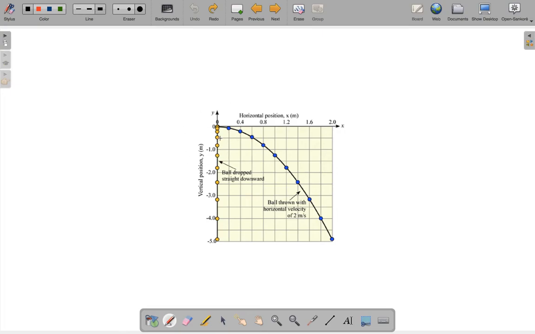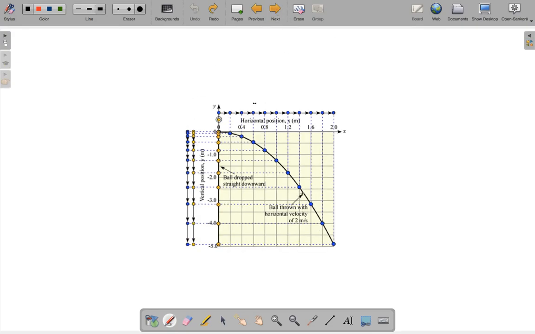Okay, the next thing we're going to look at is a ball that's simply being dropped and a ball that's being launched horizontally. And we're looking at how the two compare. Okay, so when you look at this, we're going to do the same thing. We're going to look at the vertical position of each of these, the horizontal position of each of these, and look at the motion diagrams.